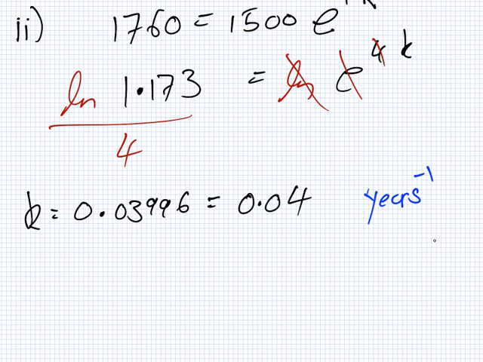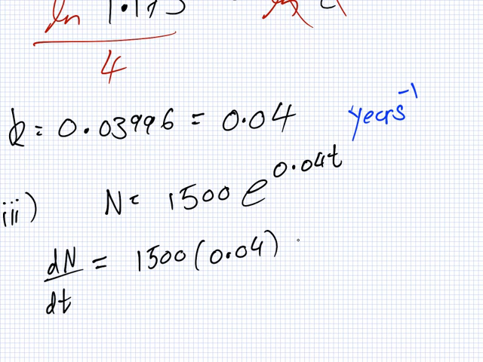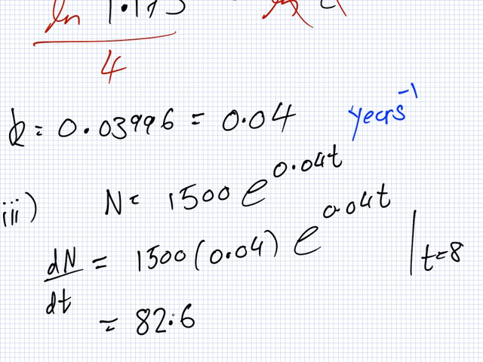Right. So part 3. We have N equals 1500 e to the 0.04t. And what do we want? dN/dt. dN/dt equals 1500 times 0.04 e to the power 0.04t. But they give us a value of t. What's the value of t? 8. So 1500 times 0.04 e to the power 0.04 times 8. So when we put t as 8, we get 82.6.